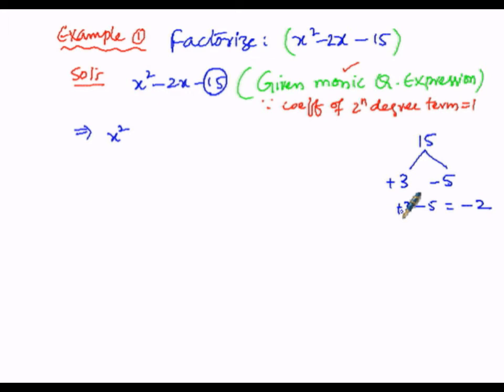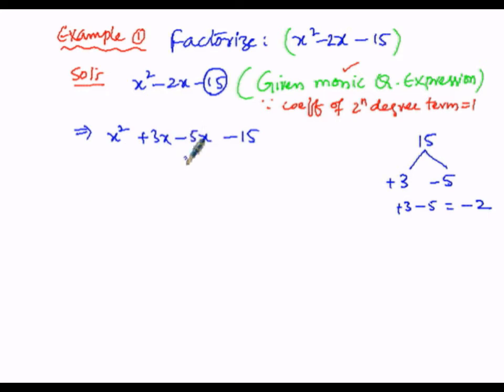So instead of minus 2x, I can write it as plus 3x and minus 5x, and minus 15 is written as it is. In this manner I have split it: instead of minus 2x, I wrote plus 3x and minus 5x. When we simplify the middle terms, plus into minus is minus, we subtract 5x minus 3x, which is 2x. Since 5 is greater than 3, the sign is negative.